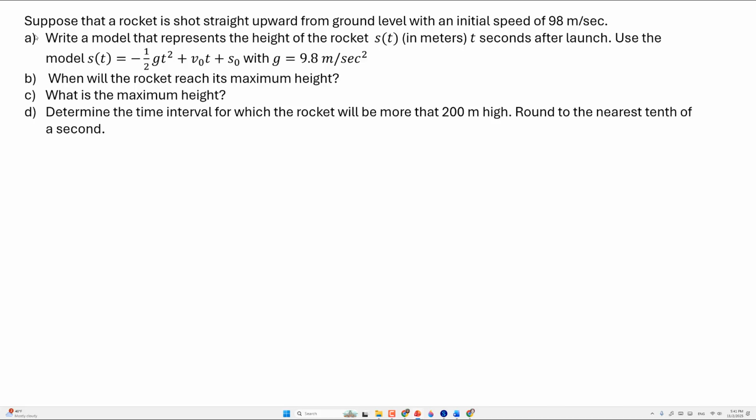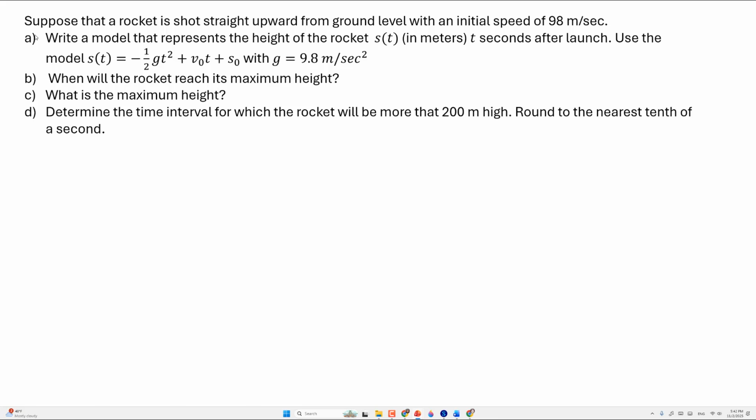Okay, so I also wanted to do one of these vertical motion problems just to make sure everybody is good with that. Suppose that a rocket is shot straight upward from ground level with an initial speed of 98 meters per second. Write a model that represents the height of the rocket, S of t, in meters, t seconds after launch. Use the model S of t equals negative 1/2 g t squared plus v sub 0 t plus s sub 0 with g equals 9.8 meters per second squared.